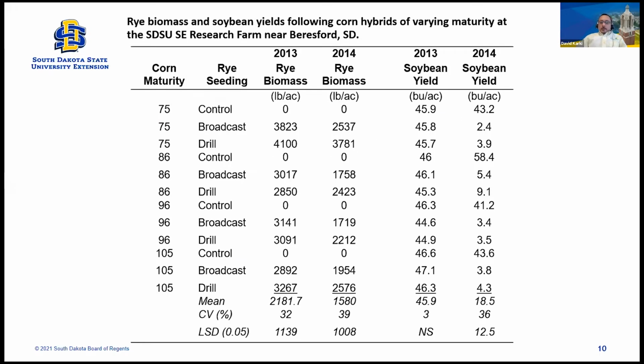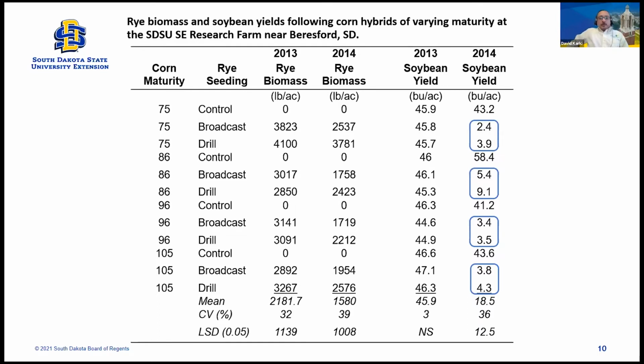So this slide here has a lot of numbers. And there's a couple of numbers I have put in a little blue squares. And in the first column, you see corn maturity: 75-day corn, 86-day corn, 96 and 105. And Beresford is recommended for 105-day corn because of the heat units that we can get in Beresford.